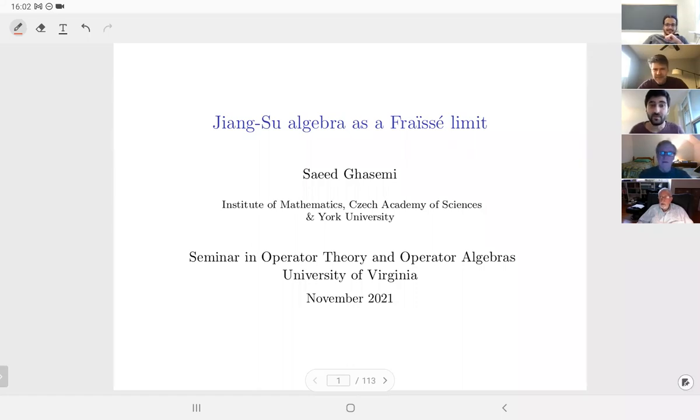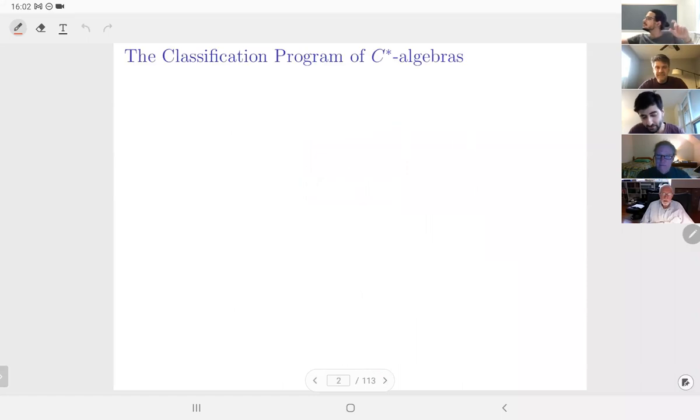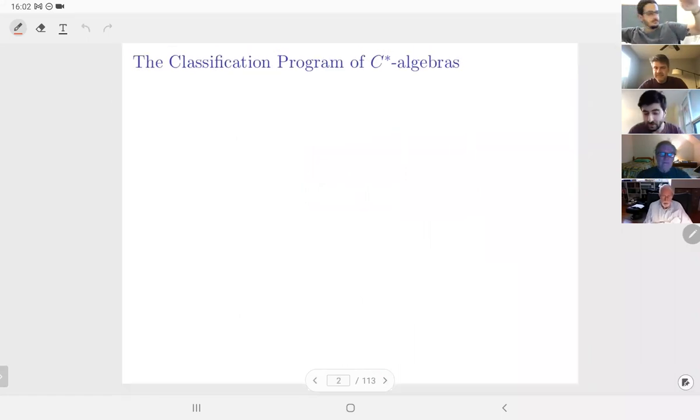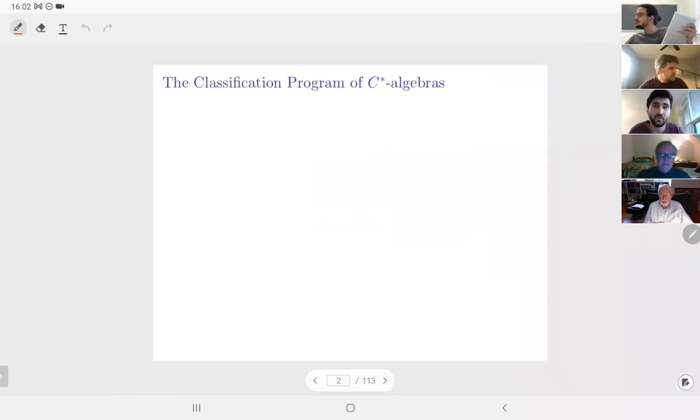All right, thanks again for inviting me to give a talk here. So let me start. As you can see, the title of the talk is Jiang-Su algebra as a Fraïssé limit. Let me start by saying a few words about the classification program of C-star algebras, because the Jiang-Su algebra shows up there.